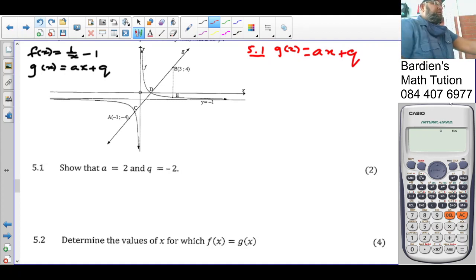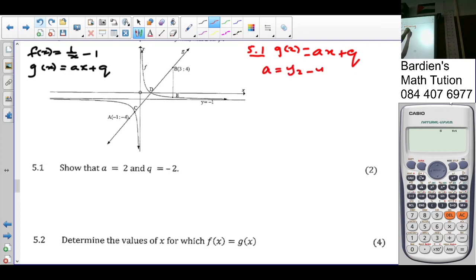Okay. So a, as you can see, is your gradient. So how do you work out a? It's y2 minus y1 over x2 minus x1. Okay, so we're using these 2 points here. So it's going to be 4 minus minus 4 over 3 minus minus 1. It's going to give you an answer of 2, which makes a equal to 2.